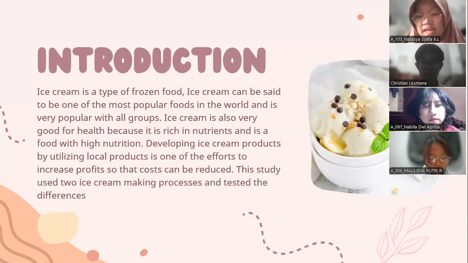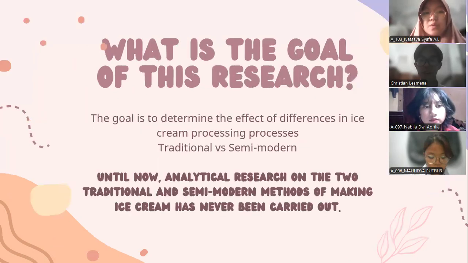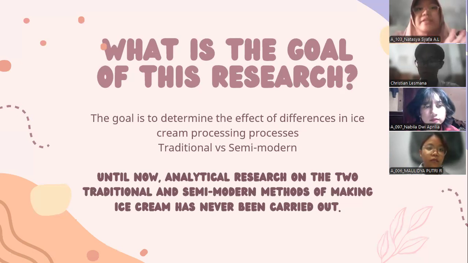So the research aimed to understand the influence of the production process of ice cream toward the overrun, the meltability, the organoleptic, and chemical characteristics. So what is the goal of this research? The goal is to determine the effect of differences in the ice cream processing for traditional versus semi-modern. And until now, analytical research on the two traditional and semi-modern methods of making ice cream has never been carried out. So this is the first research.